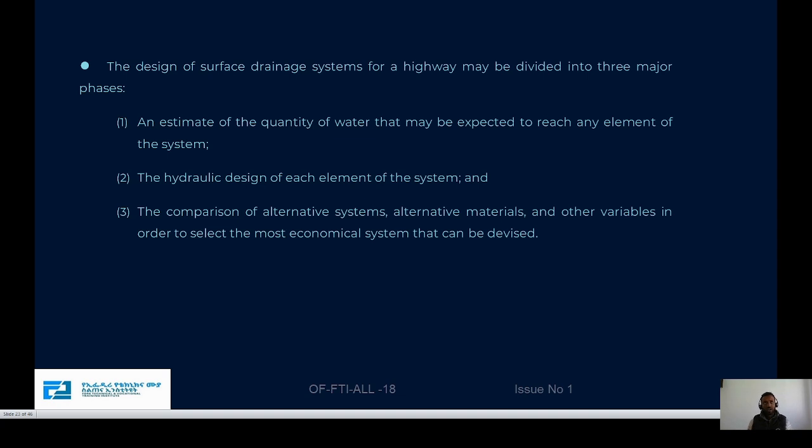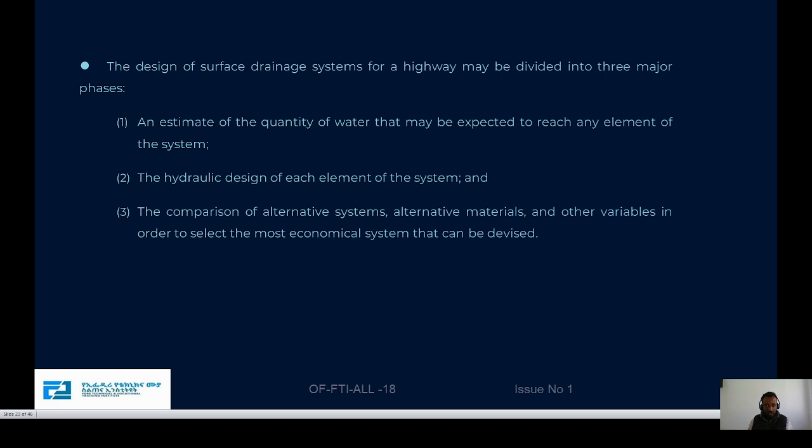The first is estimating the quantity of the waters. It is related to the discharges, flooding, intensity, concentration. Also, we will estimate the overall quantity of waters. And secondly, the hydraulic data of each element of the systems will be provided.